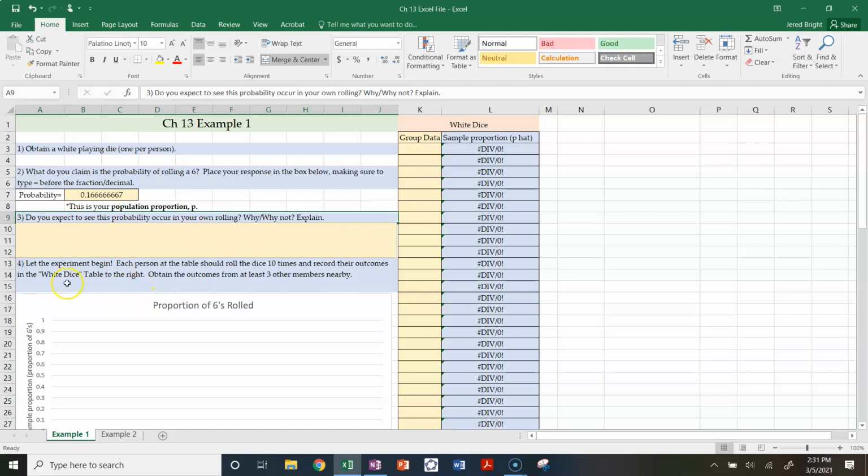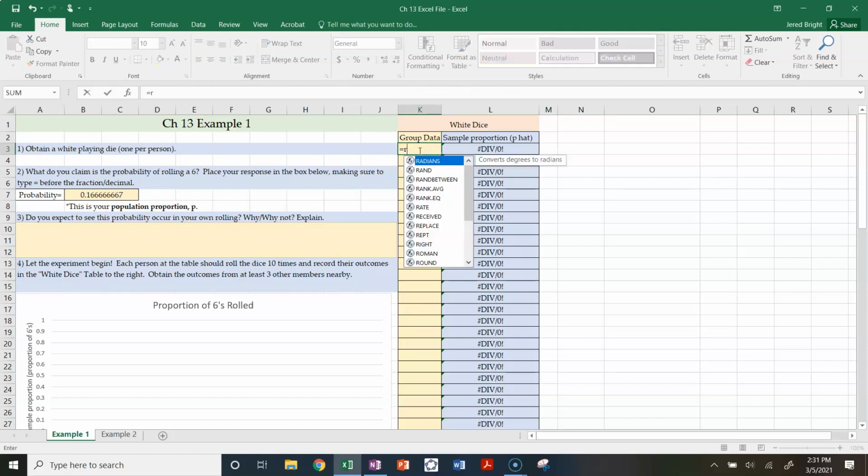Okay, so here, normally I do this in class with actual dice, but we're not in class for this video. So what we're going to do is simulate this. Over here you can see I have the group data and then I have some calculations going on in the background here in Excel. So what I'm going to do to simulate that rolling idea is just do RANDBETWEEN 1 and 6, and that would represent a given side of the die that's rolled.